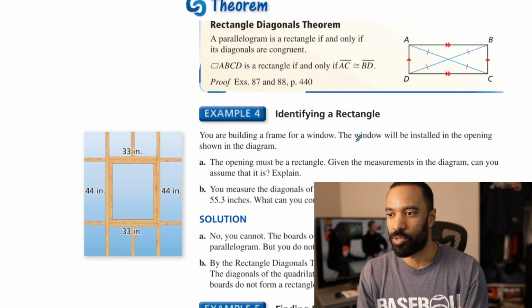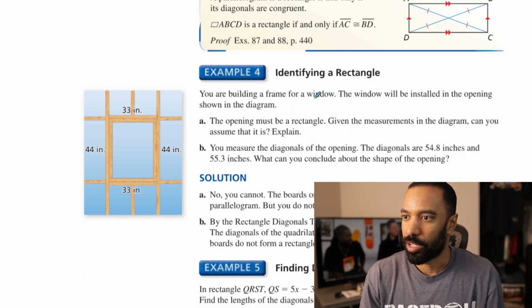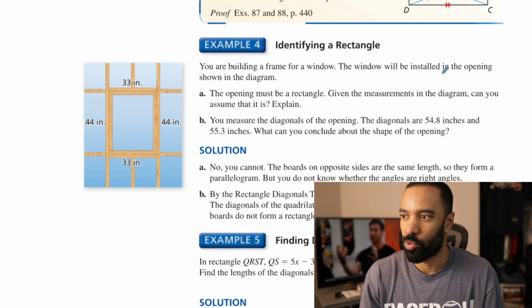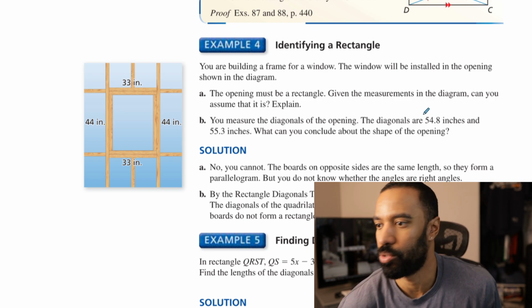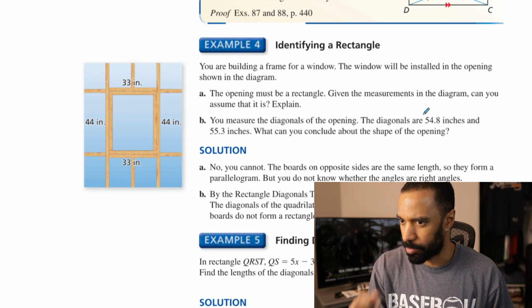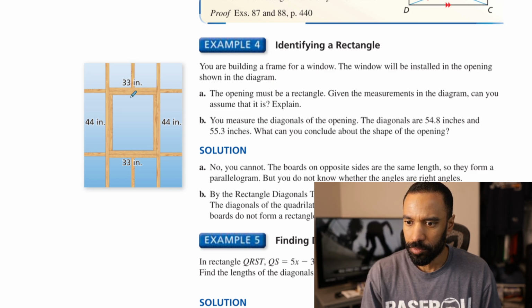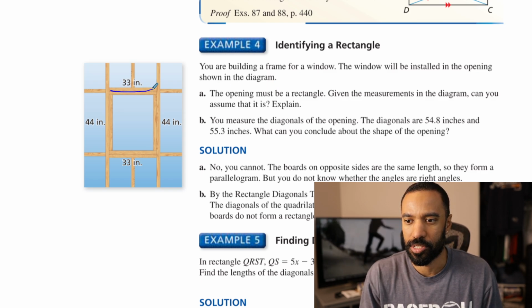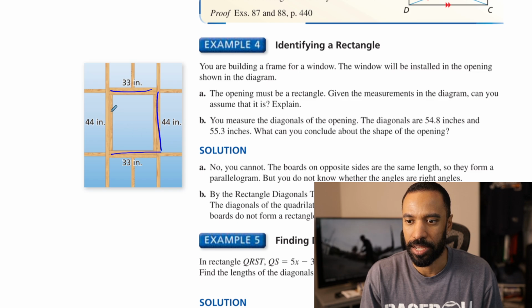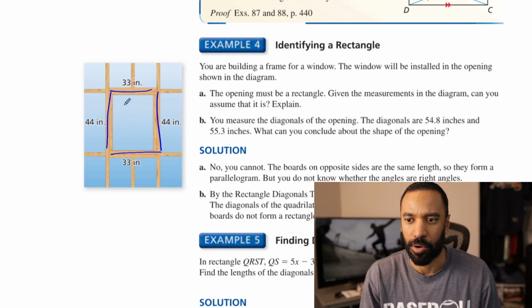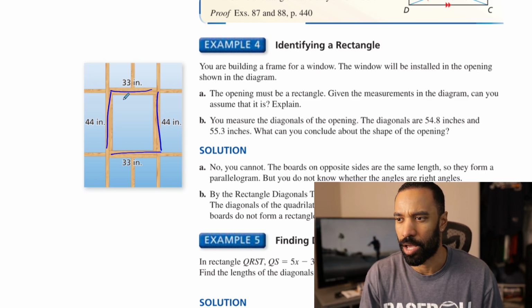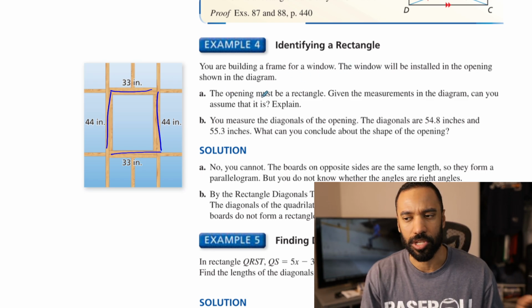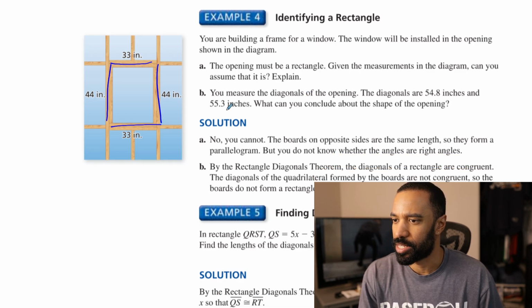Okay. Do they have examples? Yes, they do. You're building a frame for a window. The window will be installed in the opening shown in the diagram. So right here, the opening must be a rectangle. Given the measurements in the diagram, can you assume that it is? Oh, so we know that opposite sides are equal here and here. It doesn't seem like they say anything about right angles. So at the moment, I only see it as a parallelogram. So that's all I see right now.